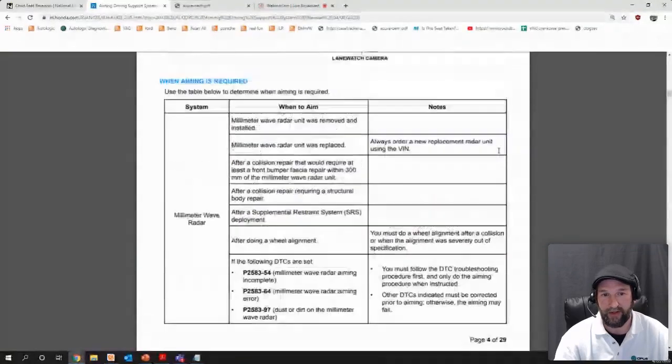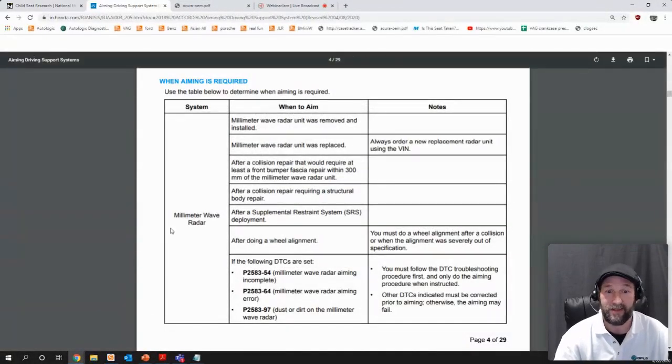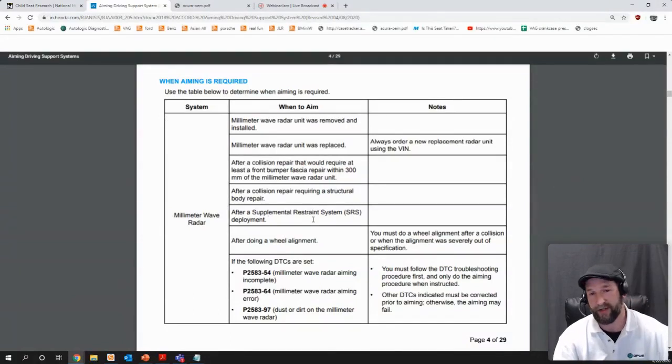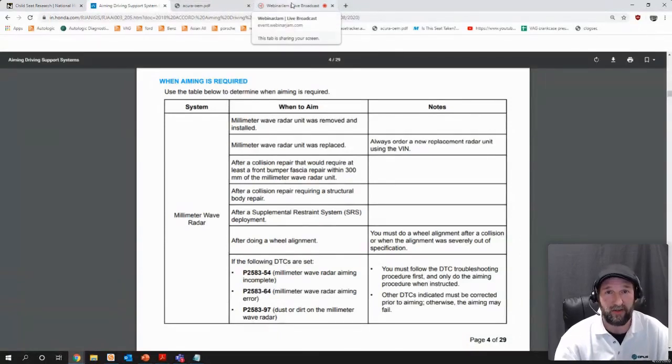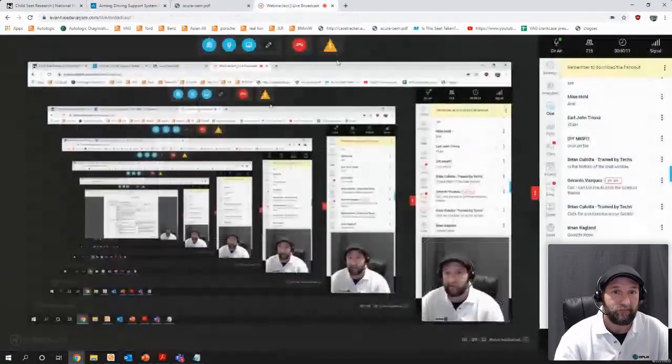But I thought it was important to make mention of the ADAS integration here, right? At some point they're kind of hinting to us, I think, that our SRS system is going to flag a code in the millimeter wave radar to say, hey, we were in an accident. You're going to have to get recalibrated because you may have been shifted. So let me stop that screen share for a moment and take a look through the rest of these questions.